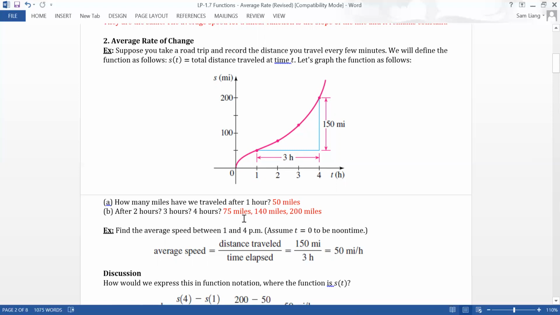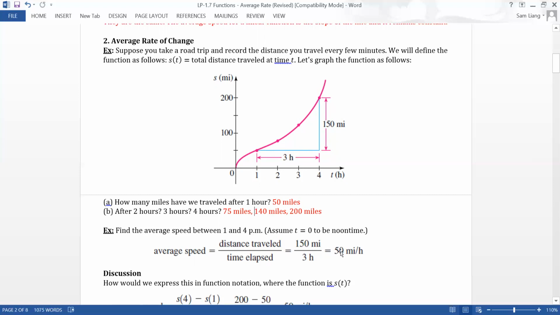Your follow-up question to that was: find the average speed between 1 and 4 p.m. So average speed, just think of the formula: distance over time. The distance traveled over the time elapsed. They already do the math for you on the diagram. It's 150 divided by 3, so that'll be 50 miles per hour.